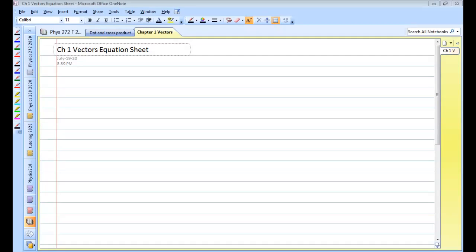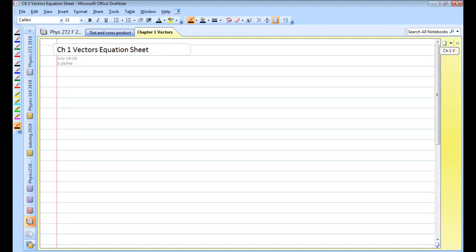Now, as far as the guts of actually doing the calculations, there are videos in mastering physics that will run you through that. Okay, so if you want to look at the equation sheet that I'm looking at, it is in D2L under key equations.